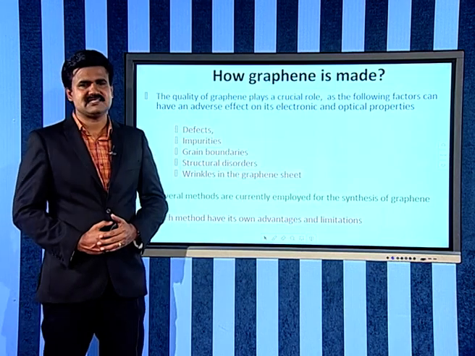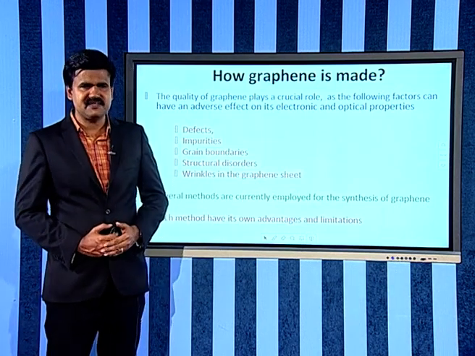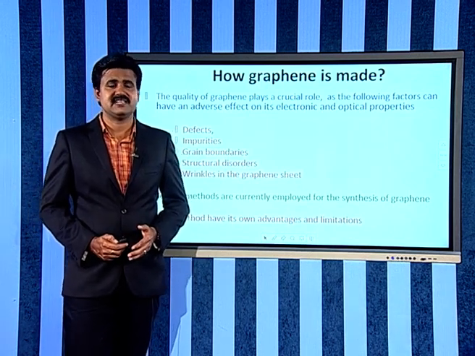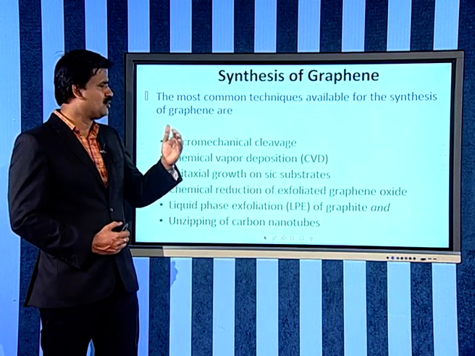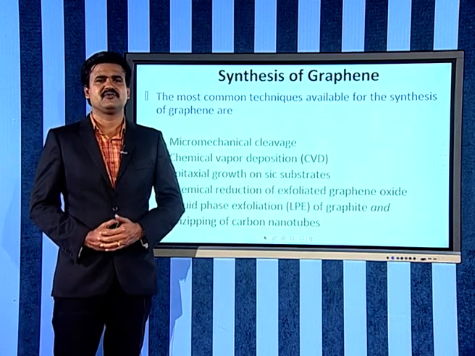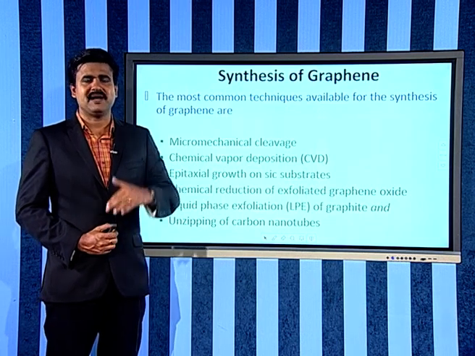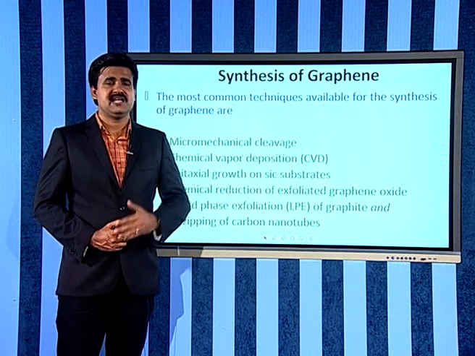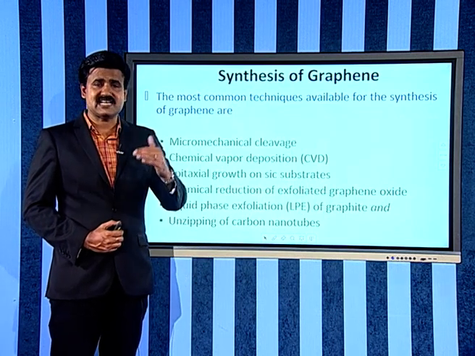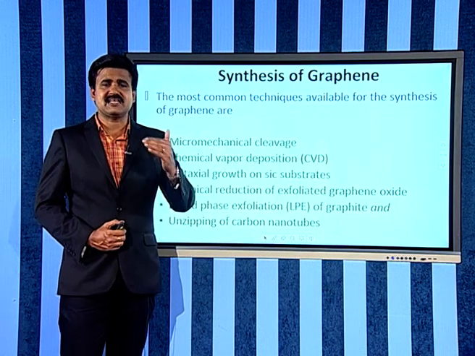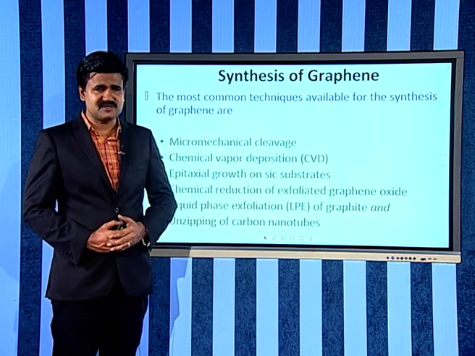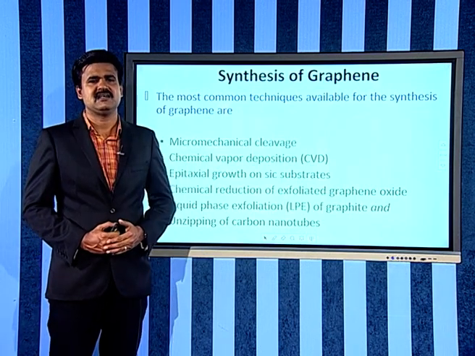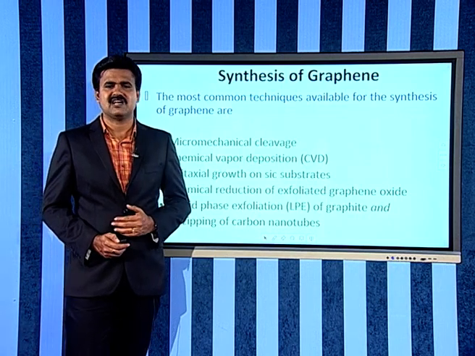There are several methods employed for the synthesis of graphene. Each method has its own advantages and disadvantages. The most common techniques for the synthesis of graphene are micromechanical cleavage, chemical vapor deposition, epitaxial growth on silicon carbide substrate, chemical reduction of exfoliated graphene oxide, liquid phase exfoliation (LPE) of graphite, and finally unzipping of carbon nanotubes.